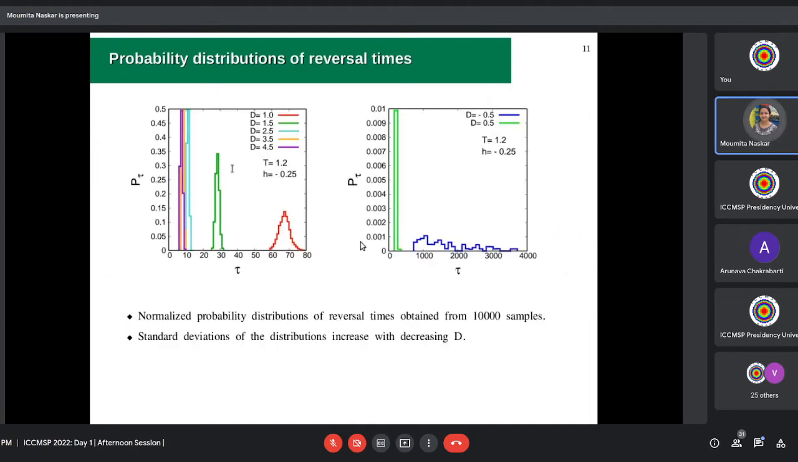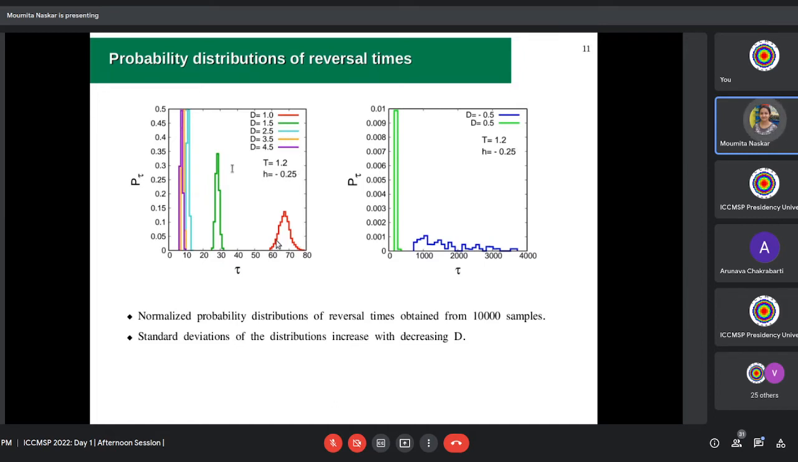Now, since we are simulating the system statistically, here we have presented the probability distribution of reversal times obtained from 10,000 different samples. And we found that the peak position, or the most probable reversal time, and also its standard deviation increase with decreasing strength of anisotropy.